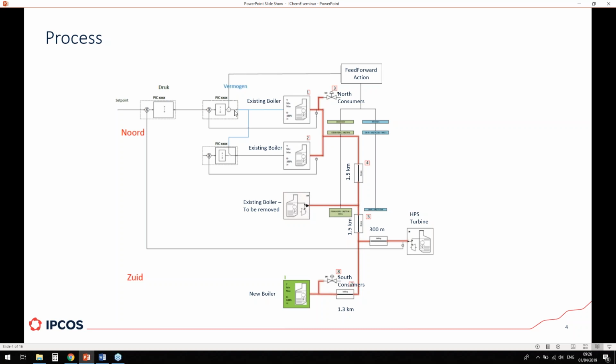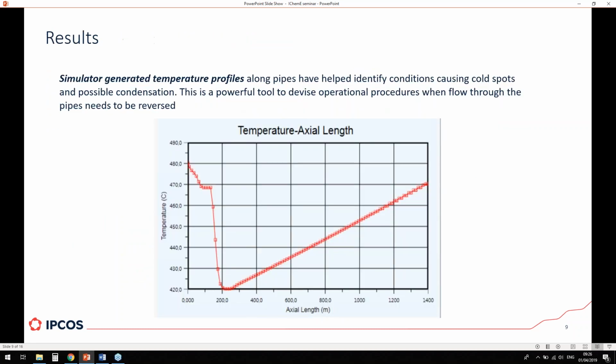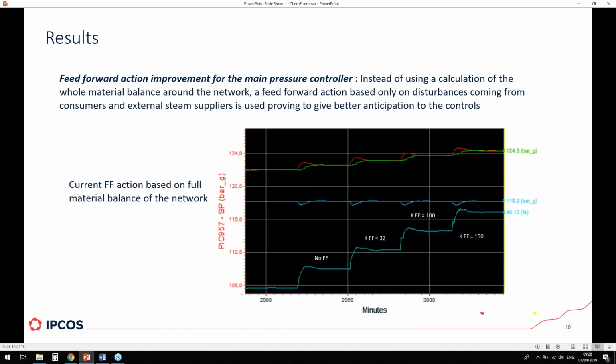And the way they configure this feed-forward action is basically using the material balance. So this feed-forward action is nothing different than just adding up all the suppliers and adding up all the consumers and doing a subtraction, just pure material balance. So basically that calculation sends a signal to the pressure controller, and that is telling the pressure controller that the network is in balance or out of balance.